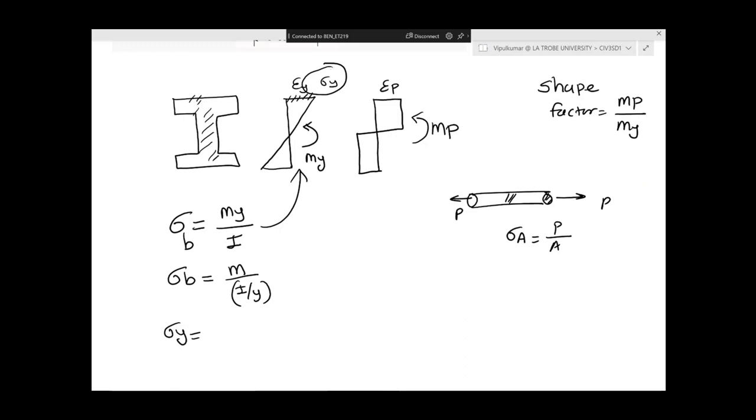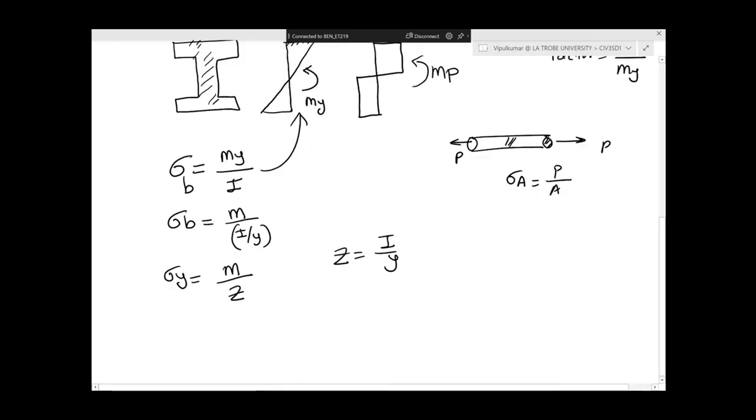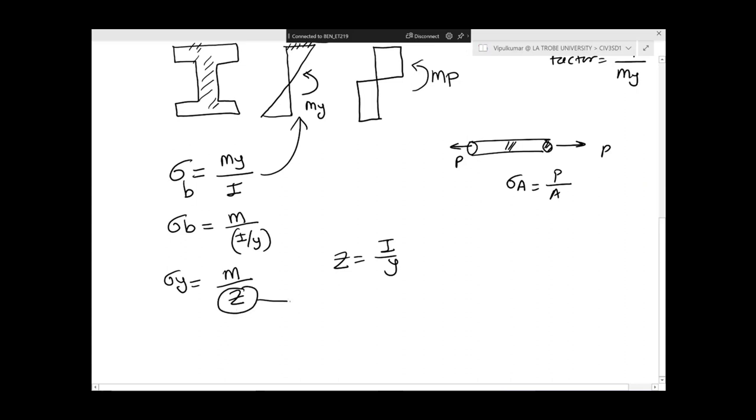And I can write M equals sigma y times Z, where Z is equal to I over y. So far so good. I just replace one quantity, I over y, with the symbol Z. Now this Z, we call it the elastic section modulus.